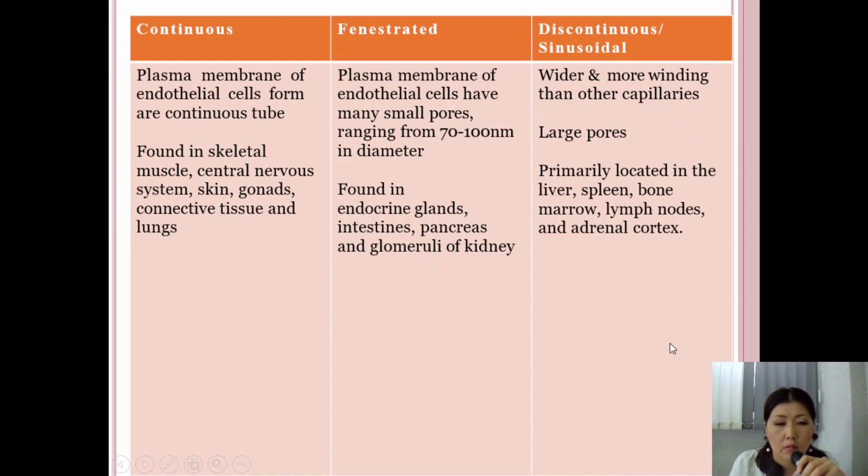Here is more detail about three types of capillaries. In continuous capillaries, the plasma membrane of endothelial cells forms a continuous tube, found in skeletal muscle, central nervous system, skin, gonads, connective tissue, and lungs. Fenestrated capillaries: plasma membrane of endothelial cells has many small pores ranging from 70 to 100 nanometers in diameter, found in endocrine glands, intestines, pancreas, and glomeruli of kidney. And discontinuous or sinusoidal, wider and more winding than other capillaries. It has large pores, as you remember from the previous slide, and is primarily located in the liver, spleen, bone marrow, lymph nodes, and adrenal cortex.